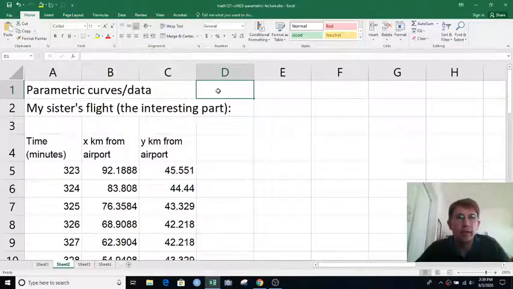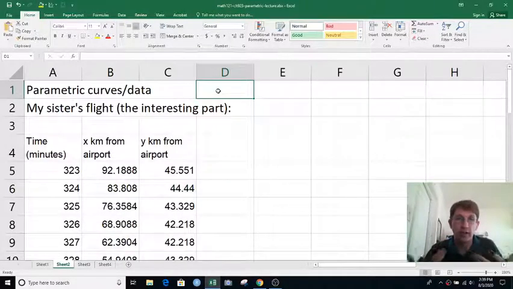Let's introduce the idea of dealing with parametric curves or parametric data by looking at some data I got. One day my sister flew home for a holiday or something, and she got off the airplane and called me and said, "You would not believe how crazy that flight was. You know, we were coming in for a landing, and then all of a sudden we were turning and turning, and then we started turning the other way, and it was the hardest turns I've ever felt in an airplane."